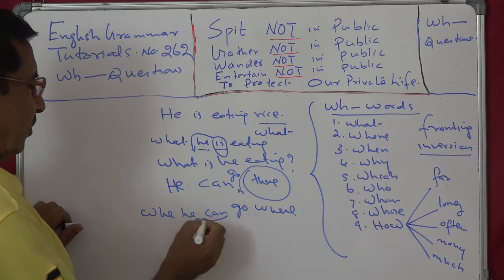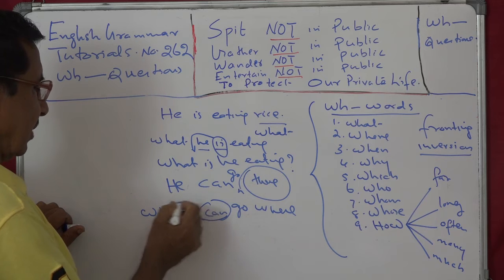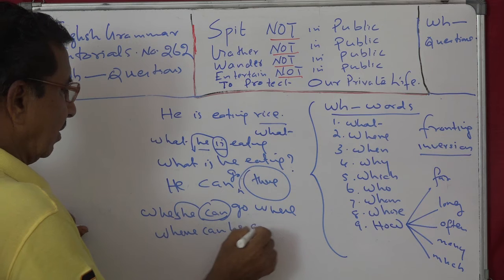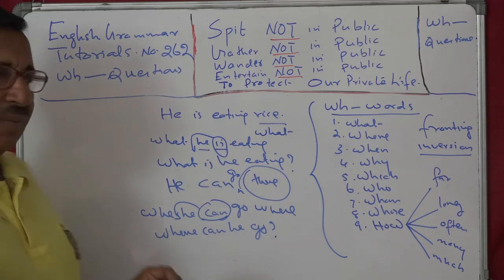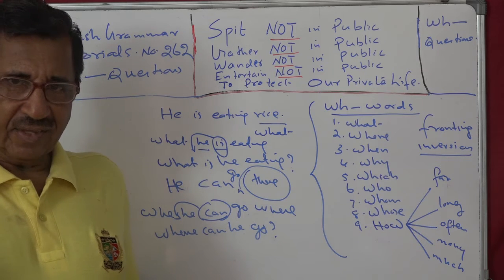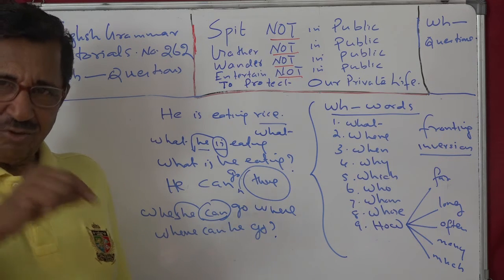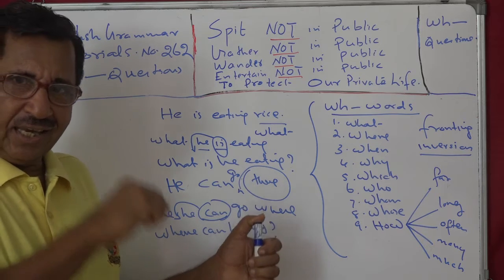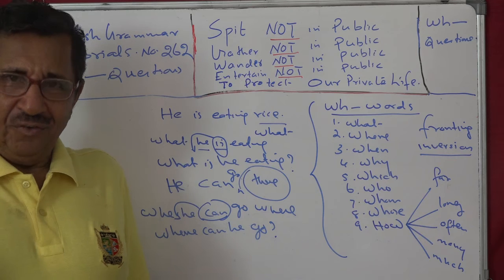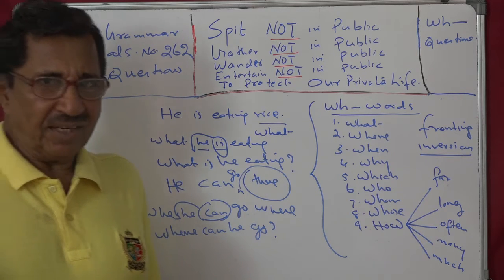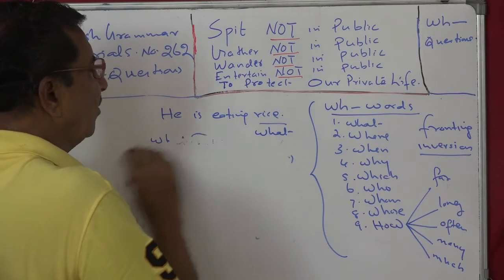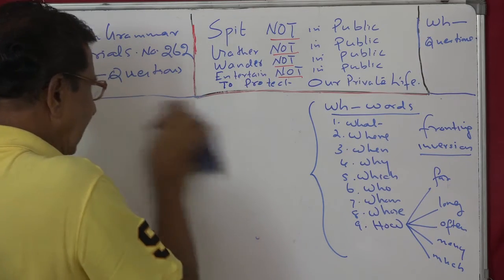Now modal, you have to do inversion, bring it here. So where can he go? See that? That will be the question. Where can he go? He can go there. The question you should ask is that, ask a question to get there as answer. That means you are supposed to frame a WH question. That's the meaning. In question papers you can see that. Now, you have modal, you have auxiliary, very easy. The inversion can be done.